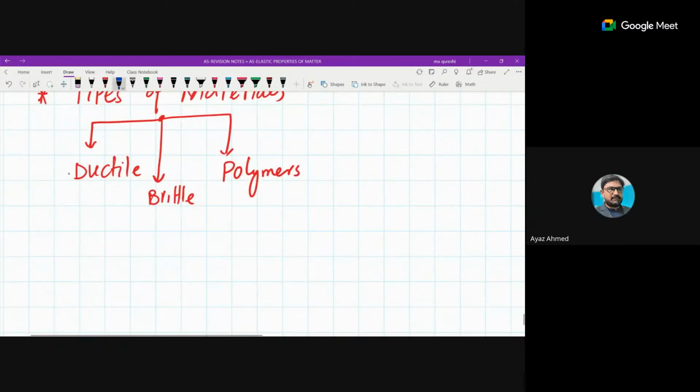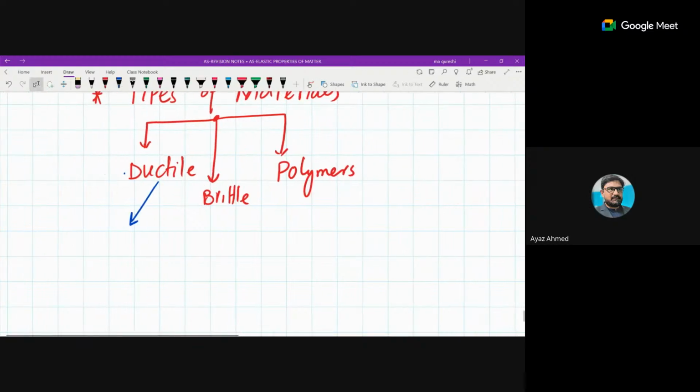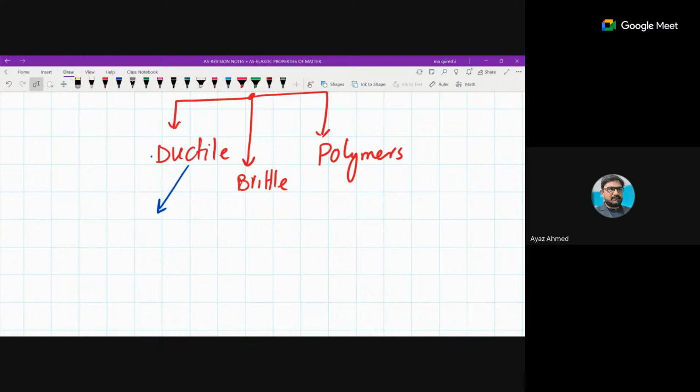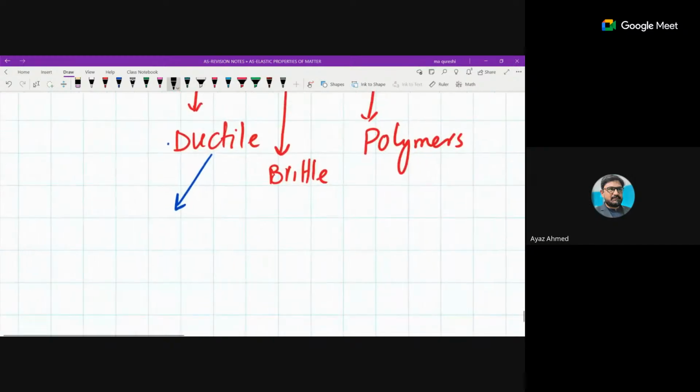The ductile materials are those materials which gain the limit of proportionality a bit early. They are elastic, but once they go beyond the elastic limit, they will not come back to their original shape.